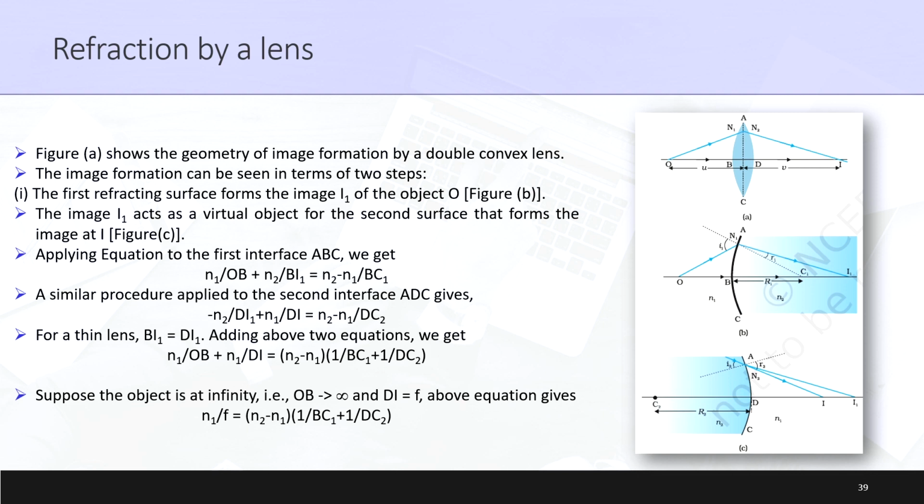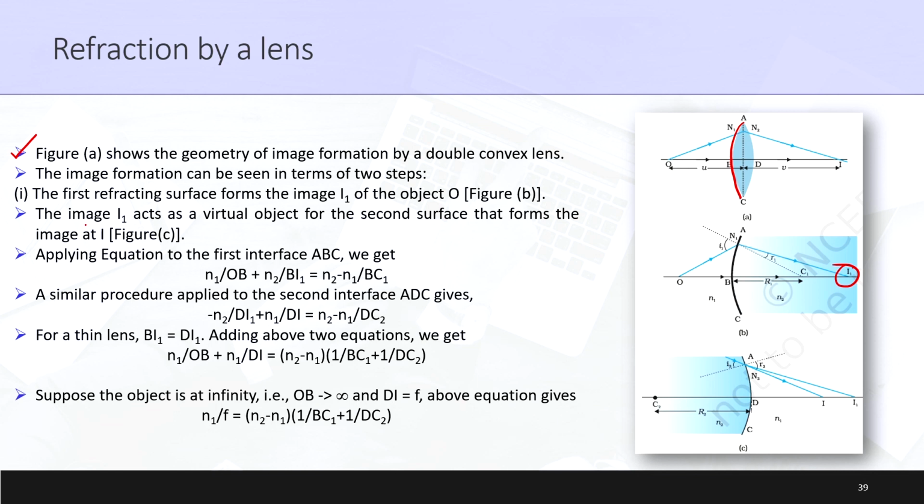First of all, figure A shows the geometry of image formation by a double convex lens. So, as you can see, this is a double convex lens. What does it mean by double convex lens? Basically, this is also a convex lens, this is also a convex lens. Okay. The image formation can be seen in terms of two steps. First of all, the first refracting surface forms the image I1 of the object O. As you can see, this is the image I1 of the object O formed by this surface.